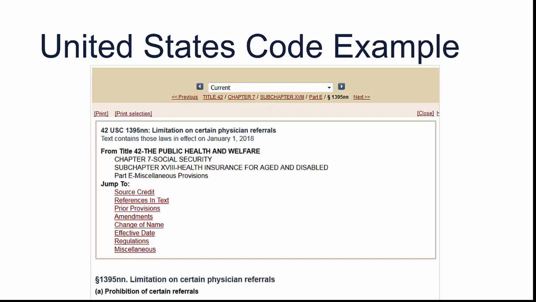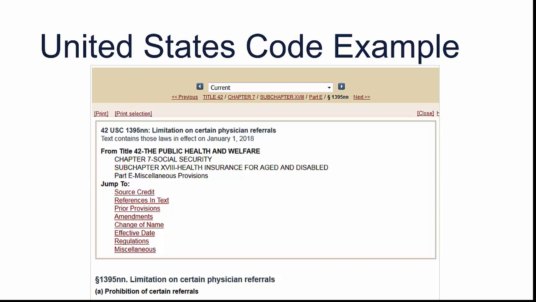Here's an example of a statute as it appears in the United States Code. The compilation of federal laws published by the Office of the Law Revision Council of the United States House of Representatives is entitled United States Code. The United States Code, known as USC, is a subject arrangement of all federal laws. Title 42 is Public Health and Welfare.